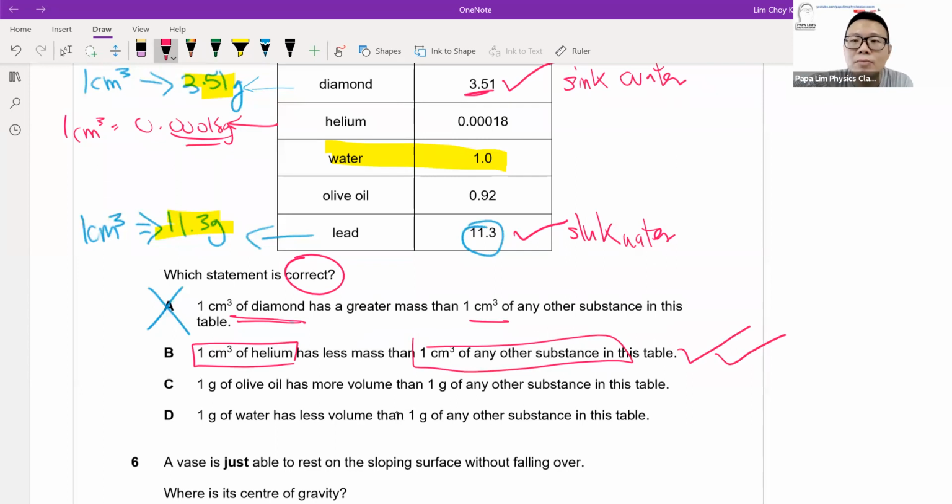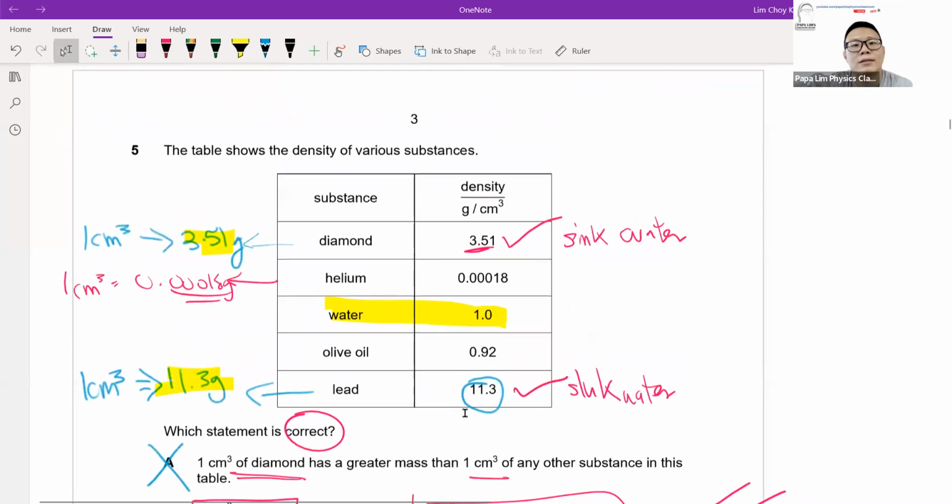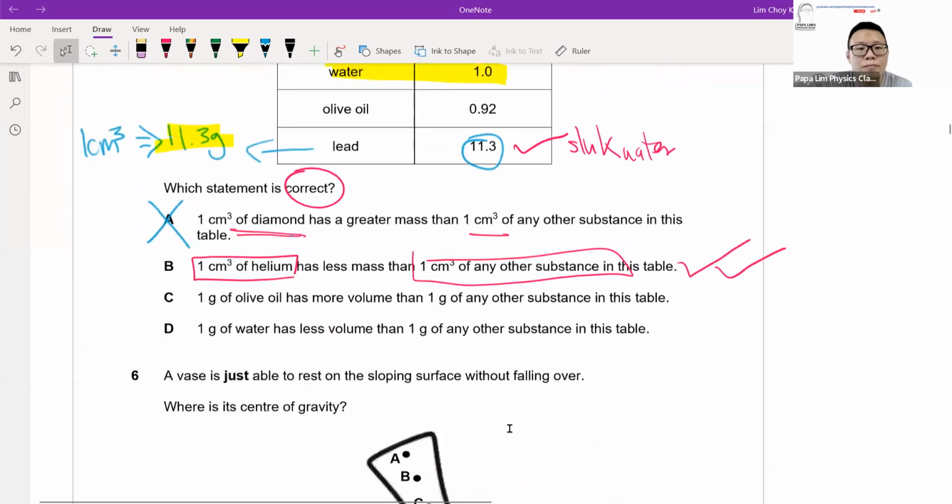If you use the same principle as what you did in A and B, you will find that C and D will also be eliminated as false. So check your answer and check how we analyze the table based on the basic concept of density, gram per cm cube, the mass per unit volume.